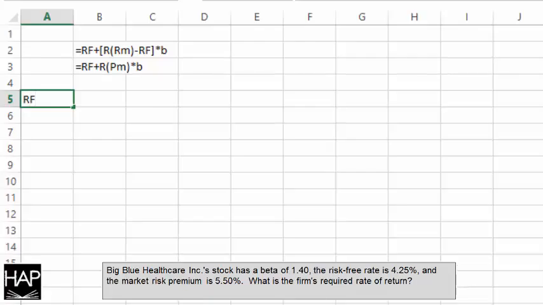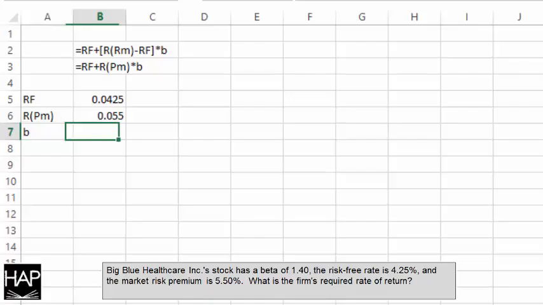So the risk-free rate is equal to 4.25%, again expressed as a decimal so that we can just plug the cell name into the formula. We know that the market risk premium is equal to 5.5%, and we know that beta is 1.4.